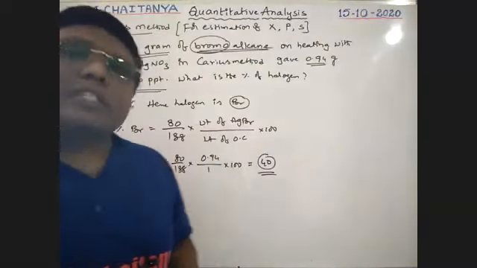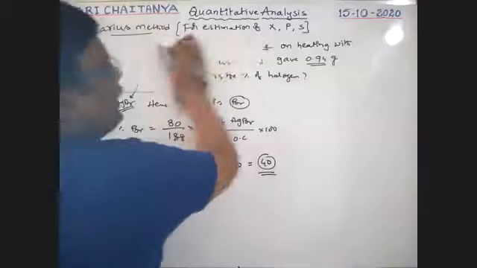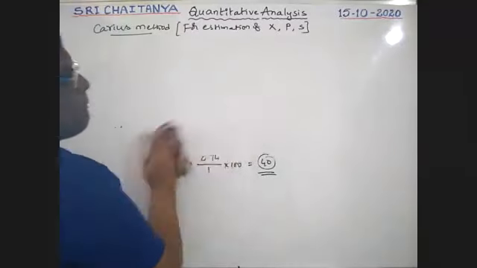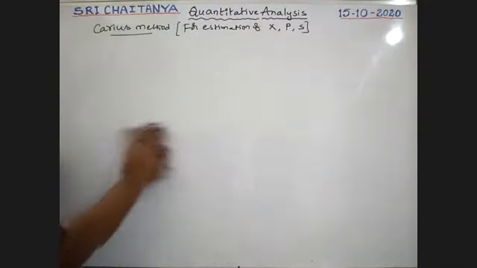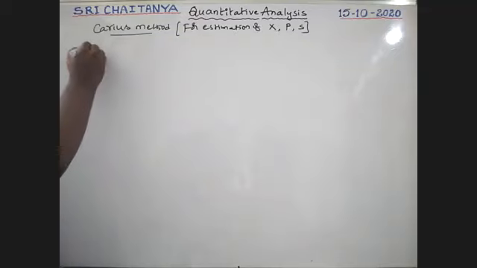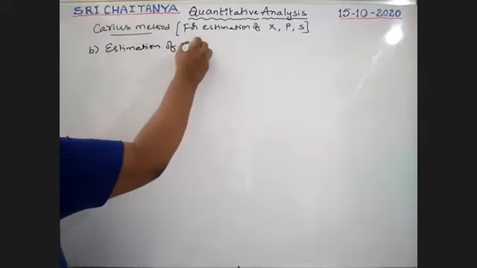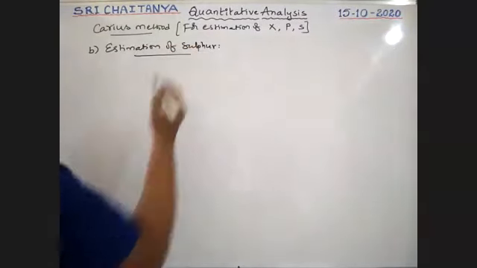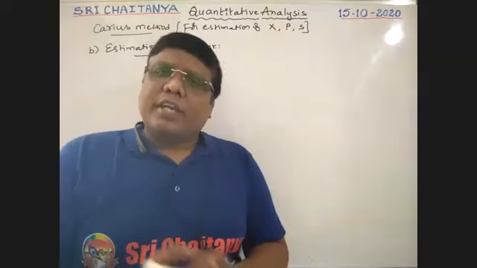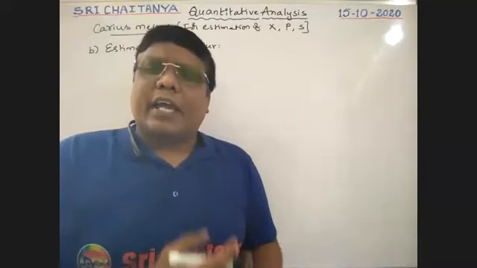Yes. Now, the subheading: estimation of sulfur, Carius method B. Similarly, a known weight of organic compound is treated with something, a precipitate is formed, and the precipitate weight is found out. So by using a formula, you can calculate the percentage.